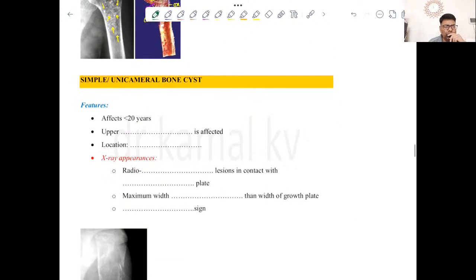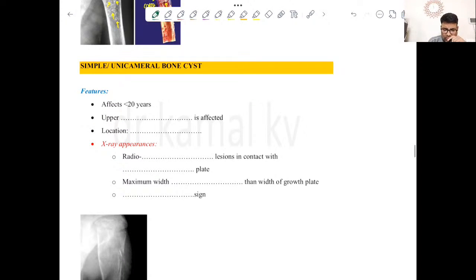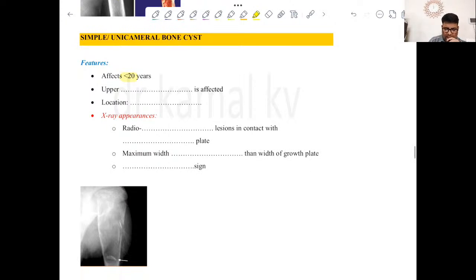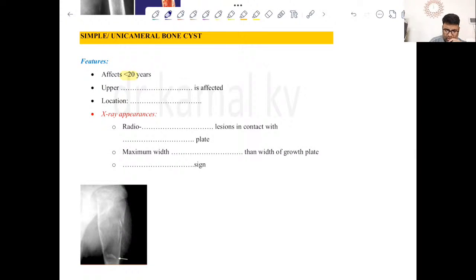Then we move on to two cysts. One is the simple or unicameral bone cyst, and the other one is aneurysmal bone cyst. Now here, one difference is in terms of age. The simple or unicameral bone cyst affects younger patients less than 20 years of age, and mainly, if you look here in the X-ray, this bone is the humerus. So it is affecting the upper end of the humerus.